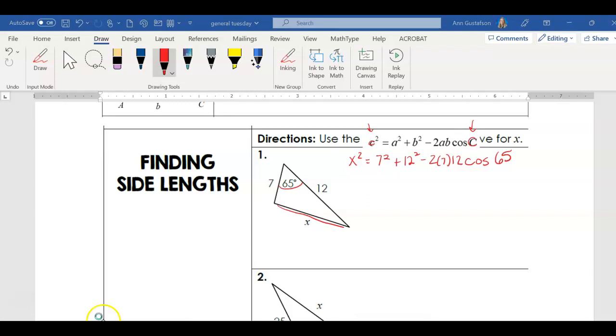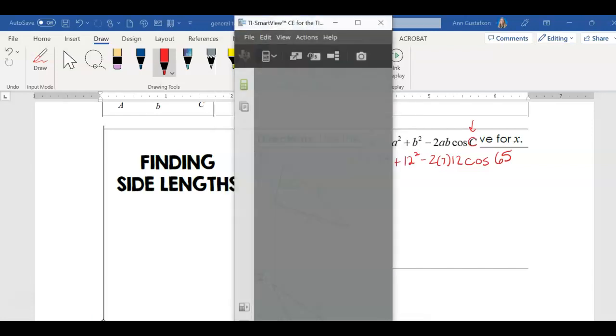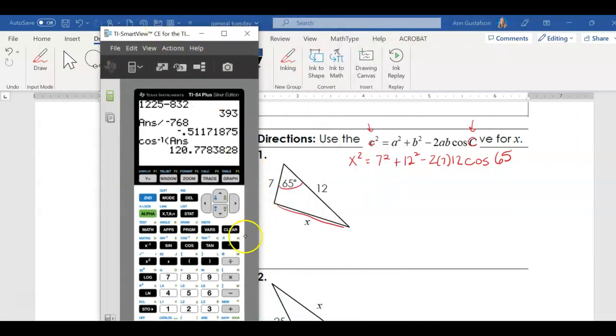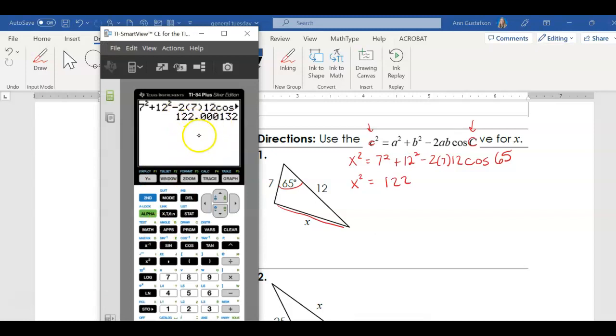The letter that we're trying to solve for is on the left, but all of this is numbers. So what we can do is just plug that in on our calculator and hit enter. We use our shortcut keys. We'll do 7 squared plus 12 squared minus 2 times 7 times 12 times the cosine of 65. Then go ahead and hit enter. Your calculator should be saying about 122. I'm just going to write that down, and this is what x squared is.